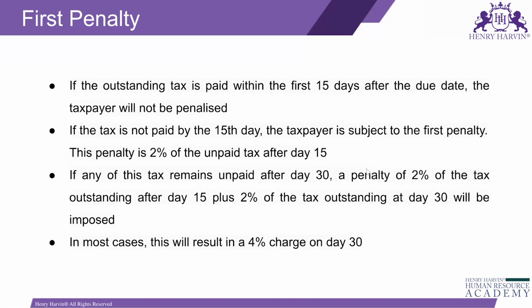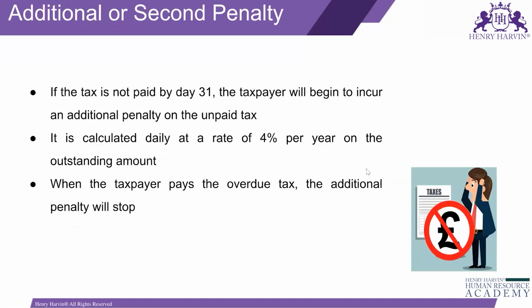If any of this tax remains unpaid after day 30, that is 15 more days, a penalty of 2% of the tax outstanding after day 15 plus 2% of the tax outstanding at day 30 will be imposed. That is 4% in total. So this will result in a 4% charge on day 30, if it is still unpaid.